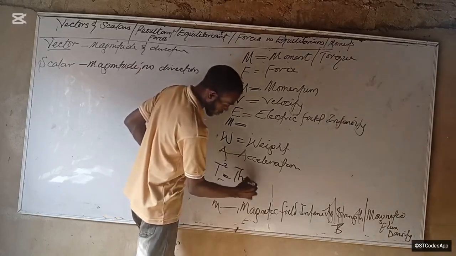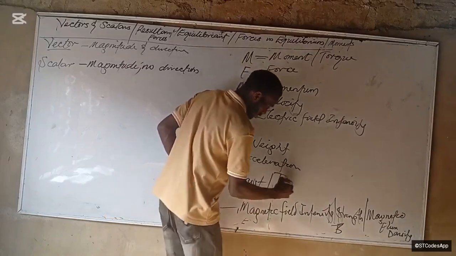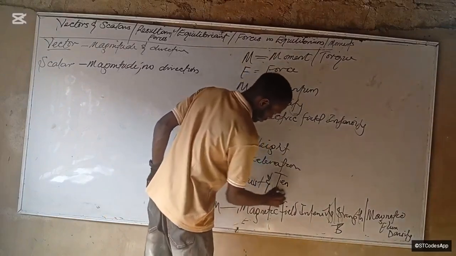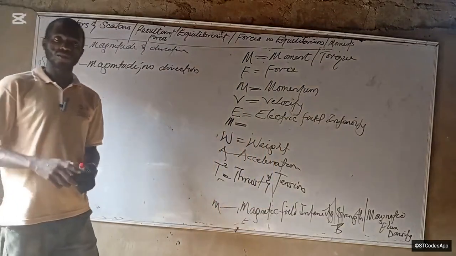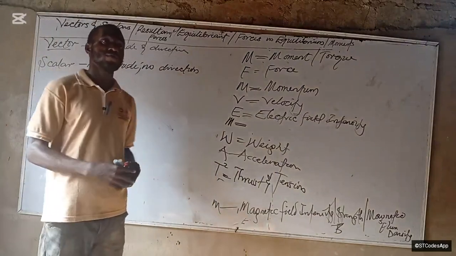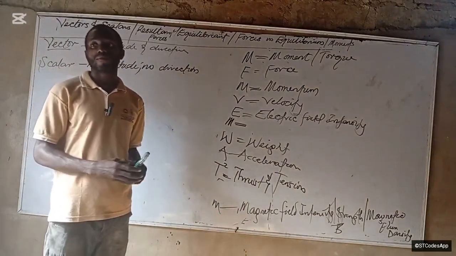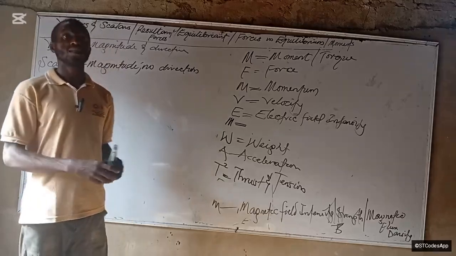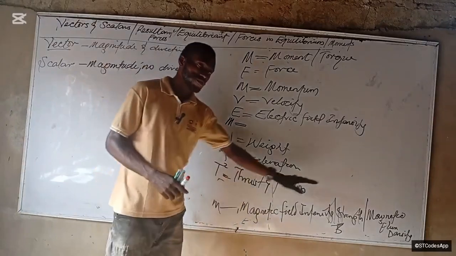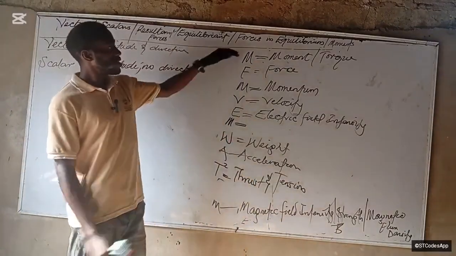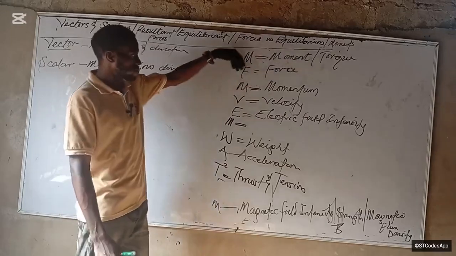So we have thrust and tension. Thrust is not tension; thrust is a force inside a fluid. They are both written as T. So this M is magnetic field strength or magnetic field intensity, moment or torque, force.